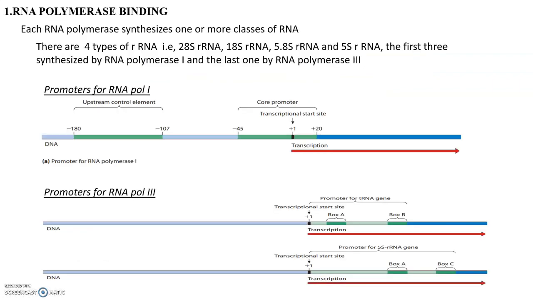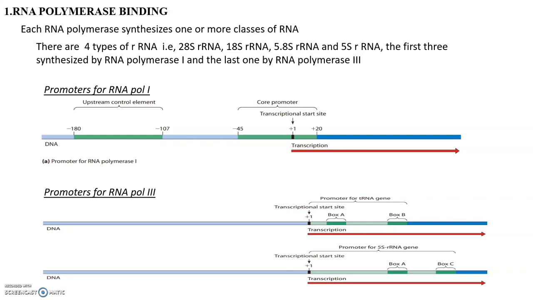The first one is RNA polymerase binding. There are majorly 3 types of RNA polymerase, that is 1, 2, and 3, and each synthesizes one or more classes of RNA, and each polymerase has one or more promoter regions in the DNA. The first type is RNA polymerase 1, which is majorly found in the nucleolus, and it synthesizes 28S, 18S, and 5.8S ribosomal RNA, and it has 2 promoter elements, the core promoter and the upstream control element.